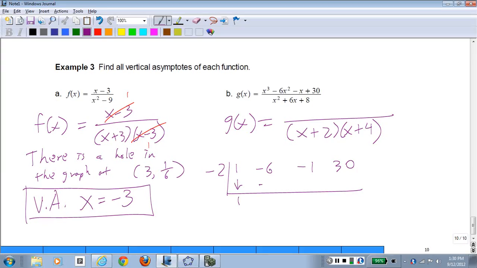Negative 2 times 1 equals negative 2. Add to get negative 8. Negative 2 times negative 8 equals 16. Add to get 15, and negative 2 times 15 equals negative 30. Sure enough, negative 2 is a 0 of the numerator, and x plus 2 is a factor of the numerator. What's another factor of the numerator? X squared minus 8x plus 15, and that is x minus 5 times x minus 3.